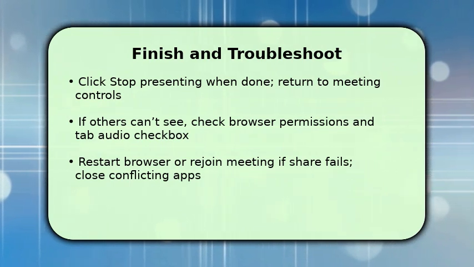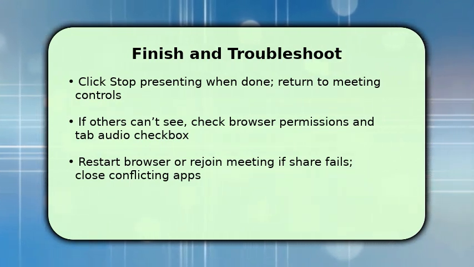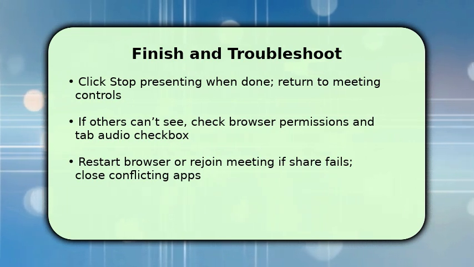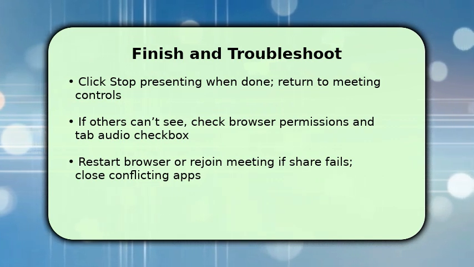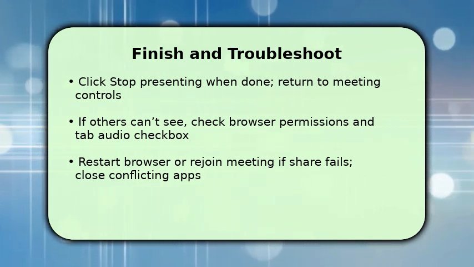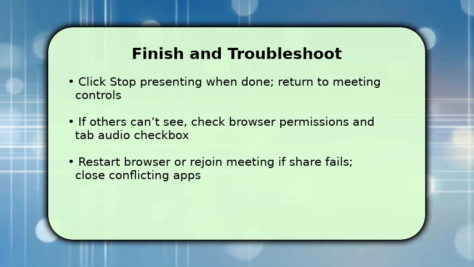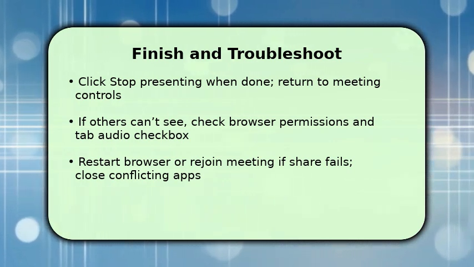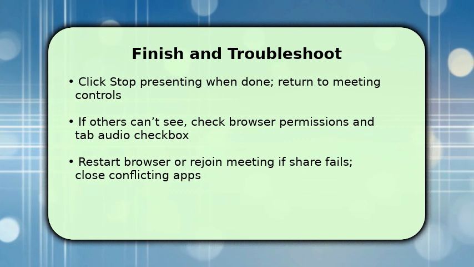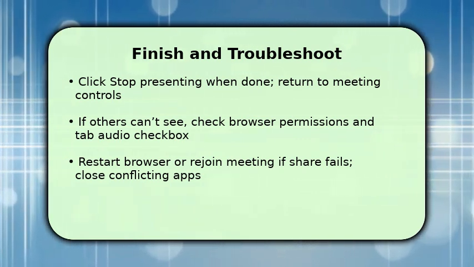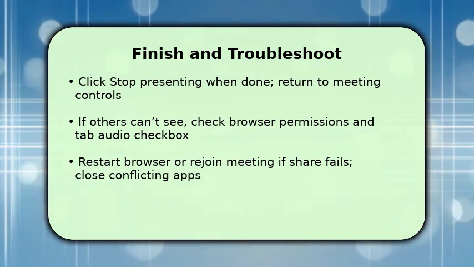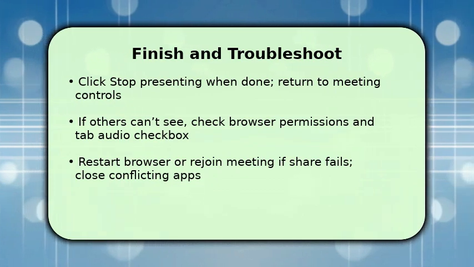If participants report a blank screen or no audio, first verify browser screen sharing permissions and that you shared the correct tab with audio enabled. When sharing fails persistently, restart your browser or rejoin the meeting. Sometimes extensions or another app holds the display stream. Also close apps that use video or GPU. Then try presenting again. This resolves most stubborn conflicts quickly.